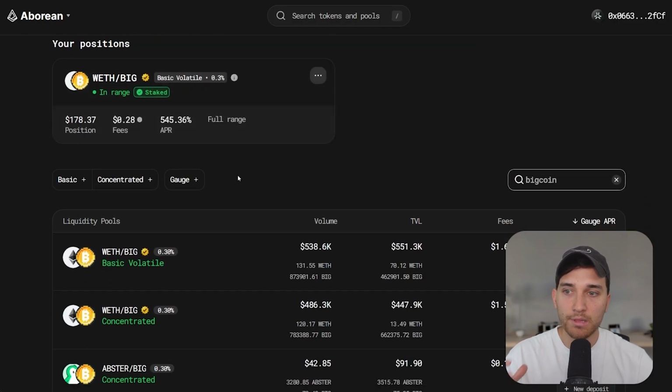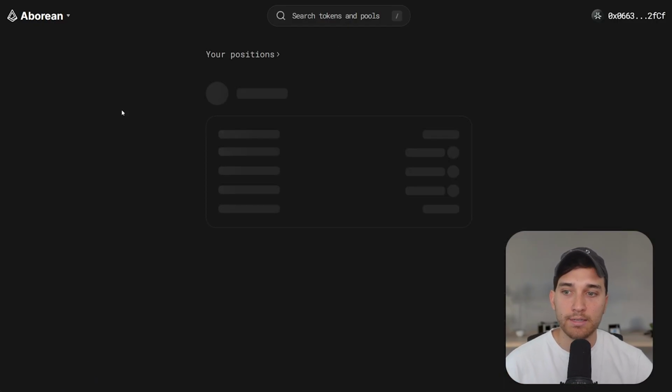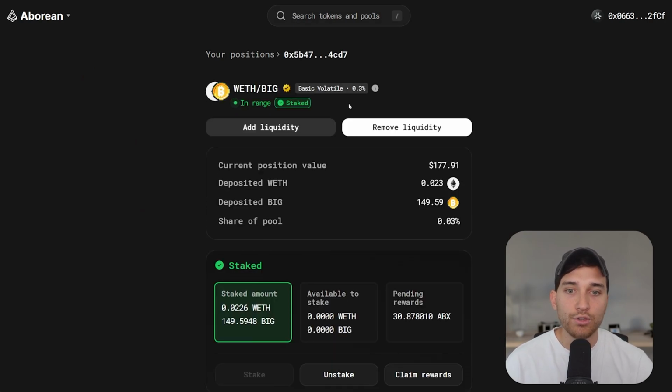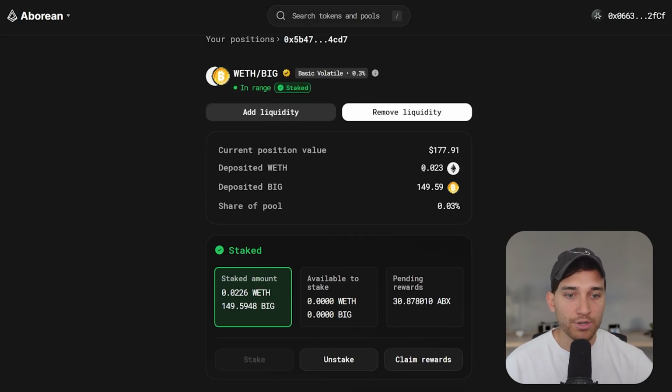If we scroll up a little bit, you can actually see that I've deposited some amount of liquidity into one of those pools. So I've actually deposited 0.023 ETH and around 150 Bitcoin, which gives me a grand total of 0.03% of that liquidity pool.